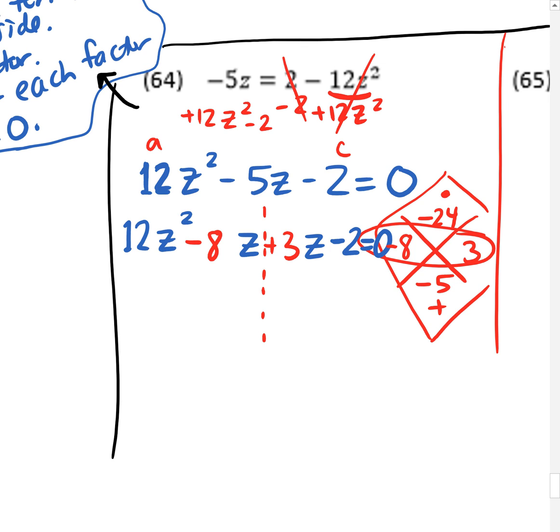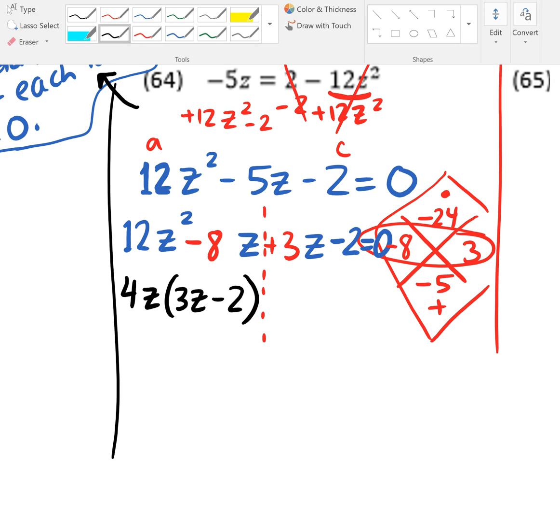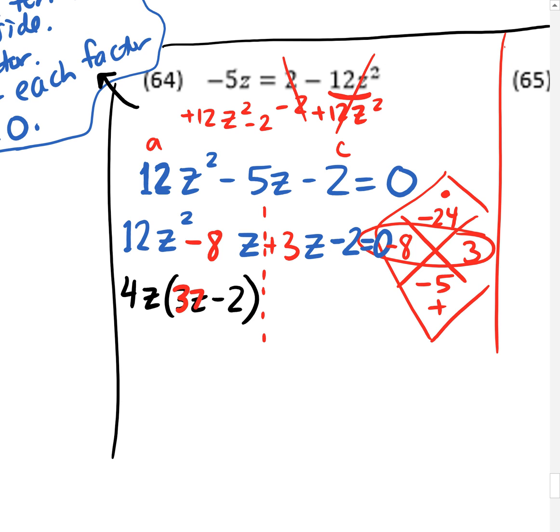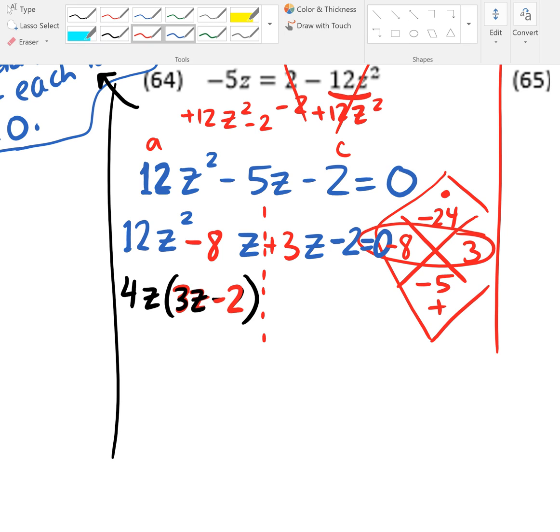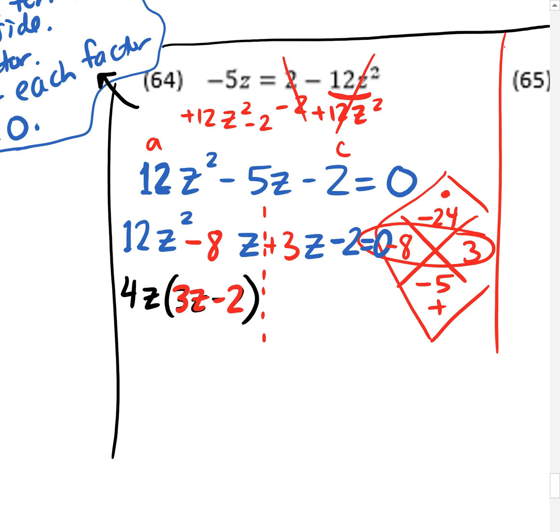Alright, between the first and the second term, what can I factor out? They both have a 4z in common. If I factor 4z out, what's left there? 3z minus 2. Yeah, alright. And then what about between the third and the fourth terms? What do they have in common? They have nothing in common, but I have to factor something out, so it's a 1. And I have to factor the sign above it, positive 1.